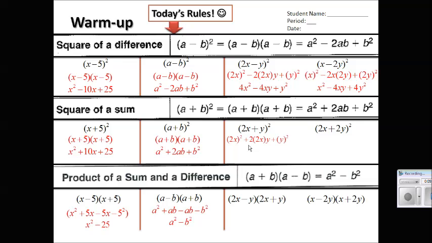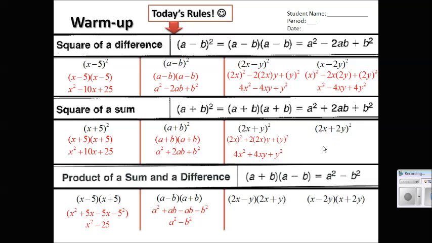A squared, b squared, 2ab. Simplify. And we're done. Notice, because this is a difference, the middle monomial is a subtraction. This is a sum, so the middle is an addition problem.